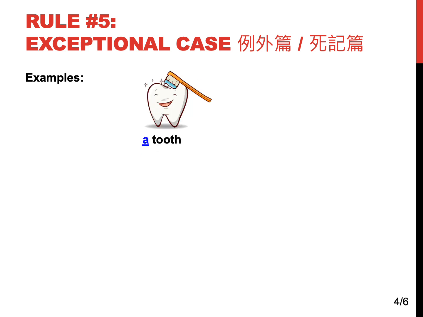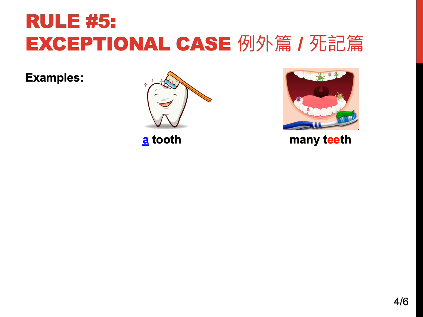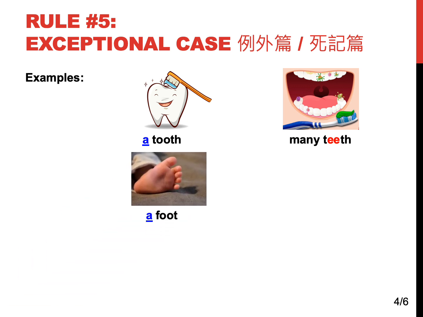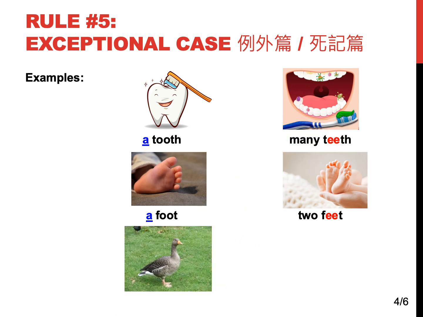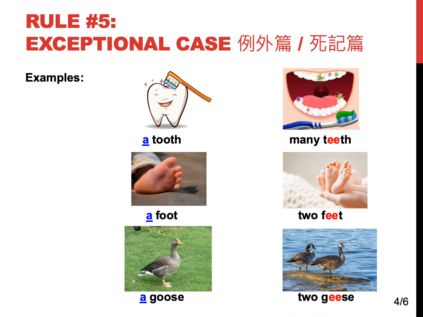This is a tooth. Many teeth. So we change O-O into E-E. A foot. 2 feet. A goose. 2 geese.